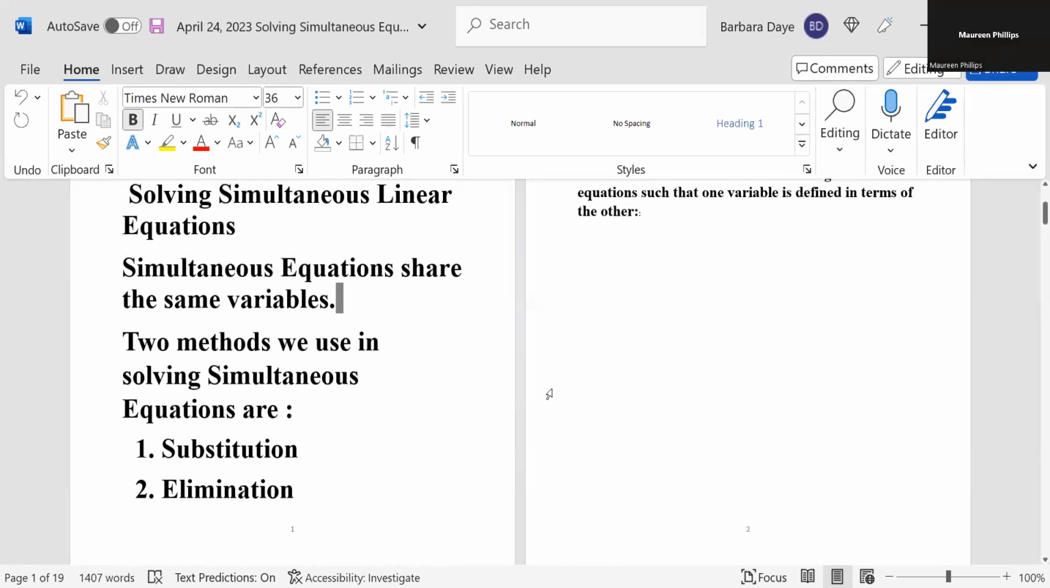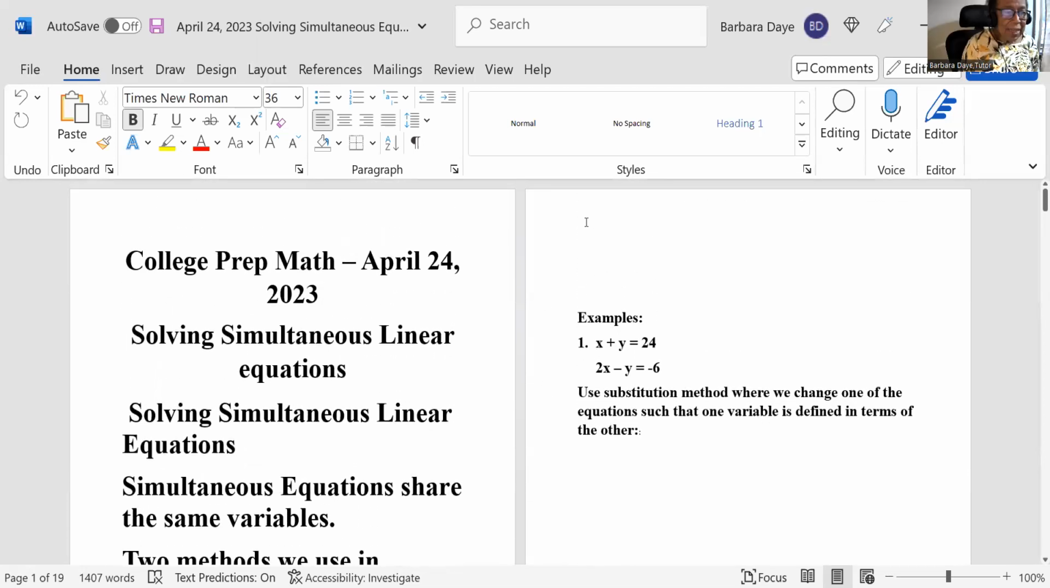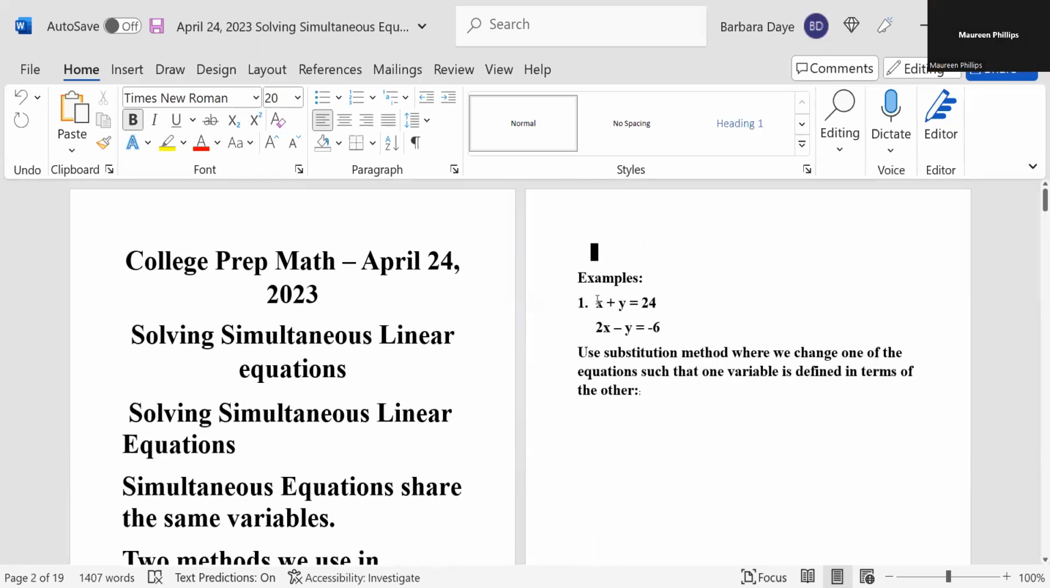All right. Now, let's take an example, and let's go through both of our methods. Now, you have two equations here. Let me make this bigger.